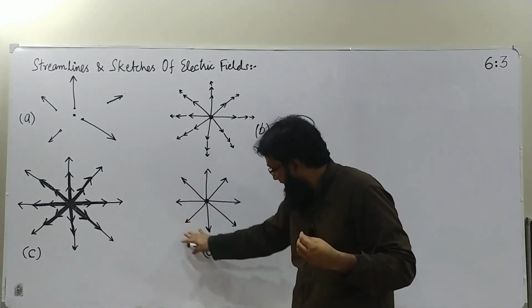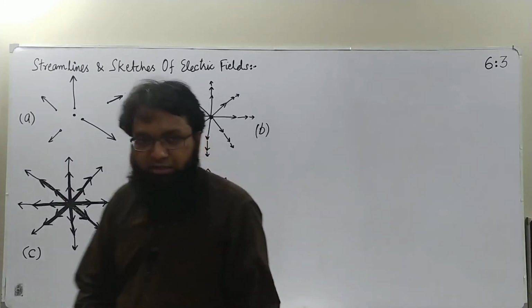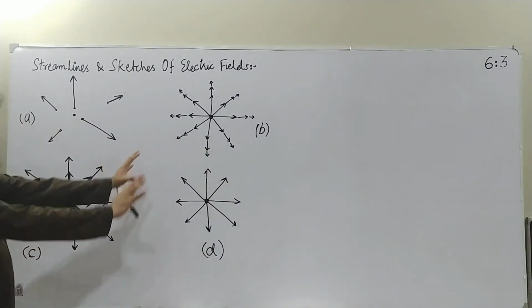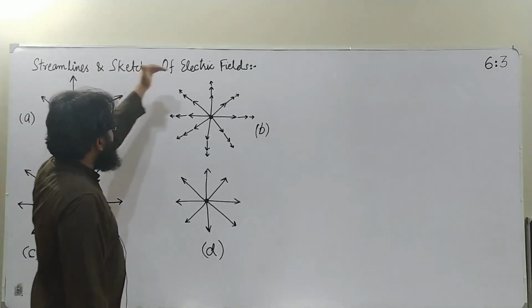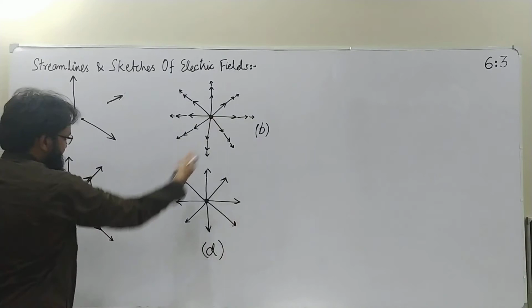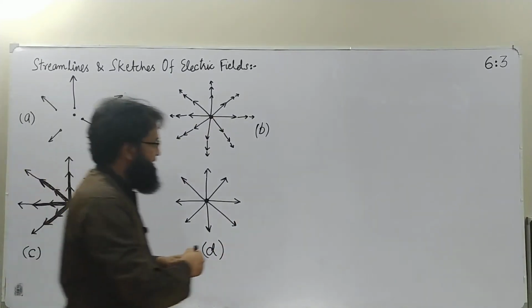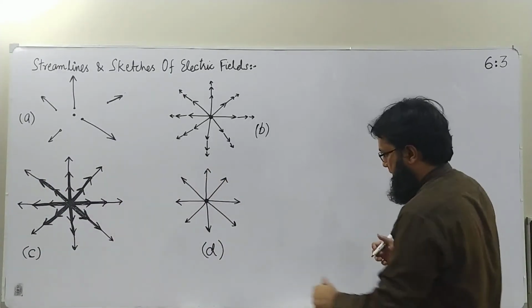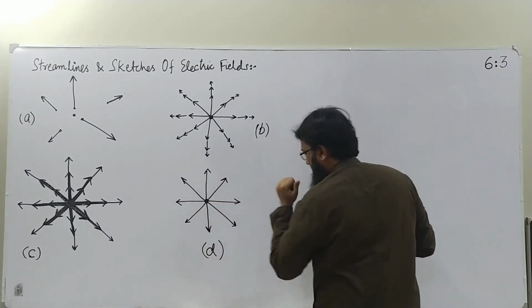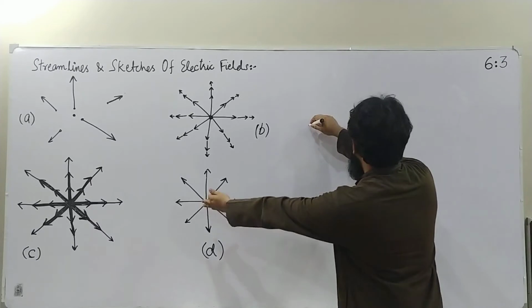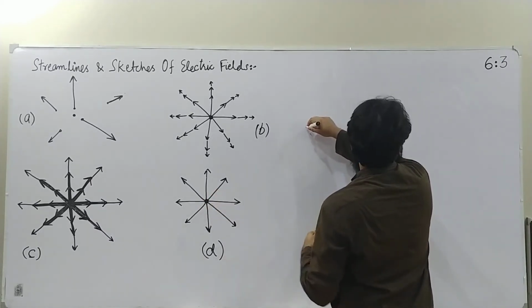So this scheme is the most widely used, simplest and most illustrative scheme used to sketch the field, and we call all these arrangements streamlines, and streamlines is nothing but the direction of the field. So this is the streamlines of one point charge, a positively charged point charge.